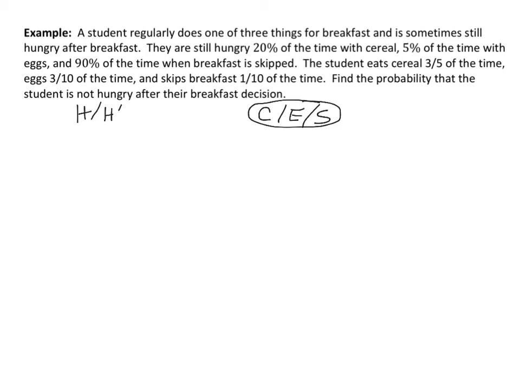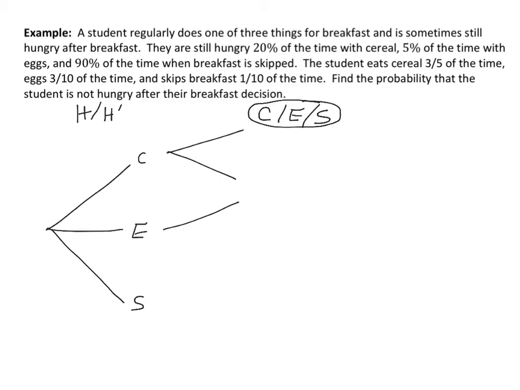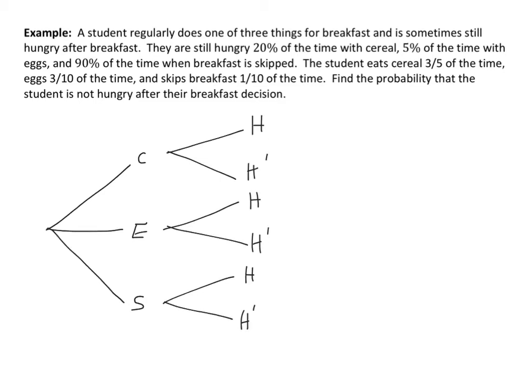So when I build this tree diagram, I'm going to have three branches at first because I have cereal and I have eggs and I have skipping breakfast. And then off of each of these, I'm going to be branching out with hungry and not hungry, hungry and not hungry, hungry and not hungry. Now, I'd like to invite you to fill out the probabilities in this chart that you feel comfortable with and pause the video and unpause it so that you can check as we're going through it.